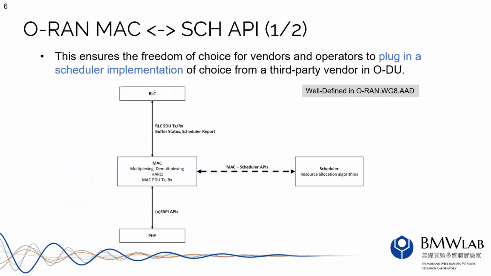Okay. And this part is about the MAC to scheduler or scheduler to MAC API. As you can see in this figure, you can only communicate with the MAC scheduler via the MAC. And that's why it needs to define this API. It's also convenient to plug in the scheduler implementation for the vendors or operators. And this API is also well defined in the Open RAN working group at AAD, in this specification.